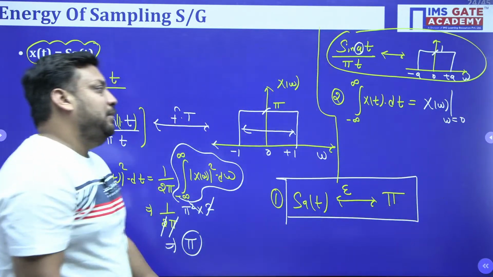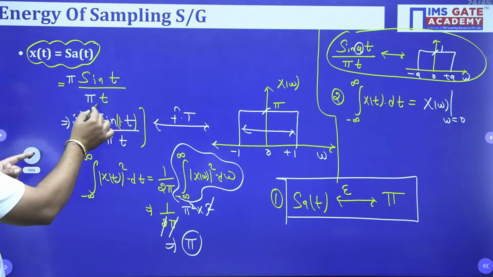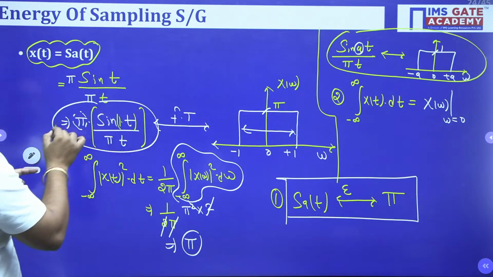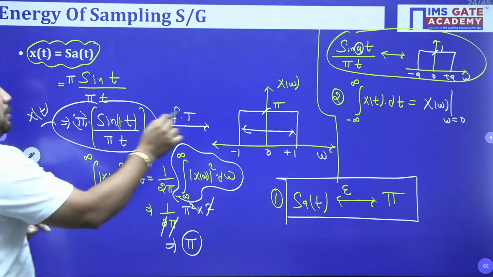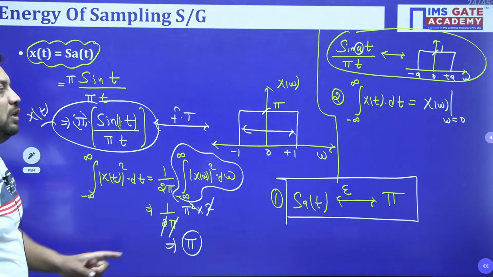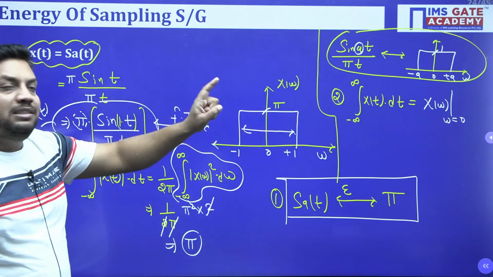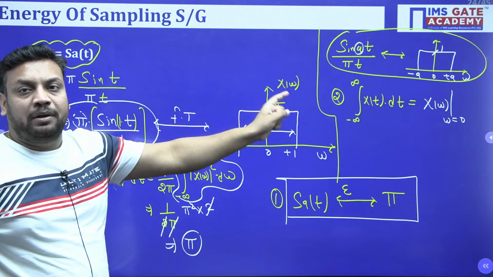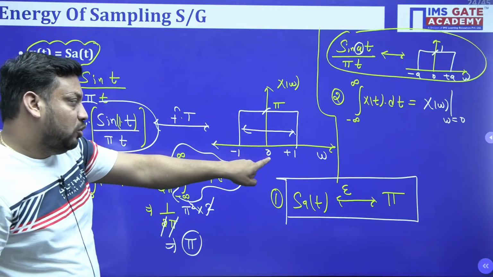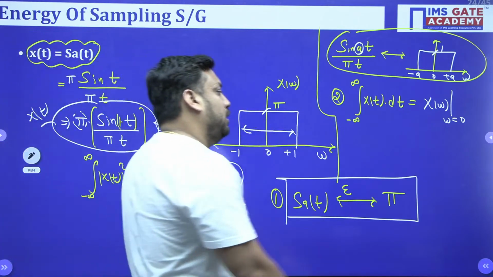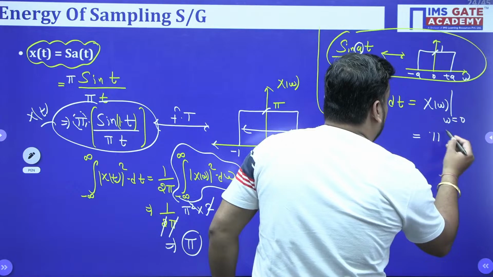So now tell me, this is my x of t, and this is completely my X of omega. If I want to calculate the area of signal x(t), it is nothing but the magnitude of X(omega) at omega equal to 0. So at omega equal to 0, the magnitude is pi only. It means its area is also pi.